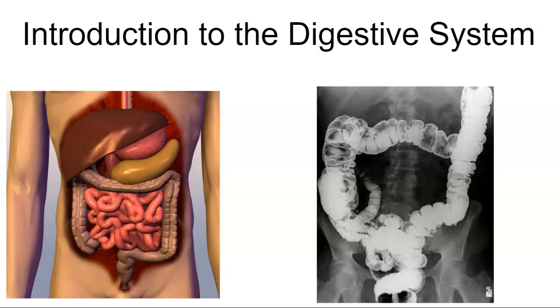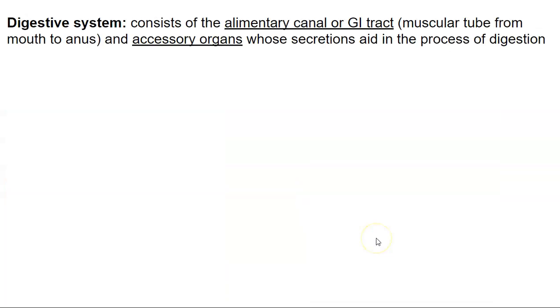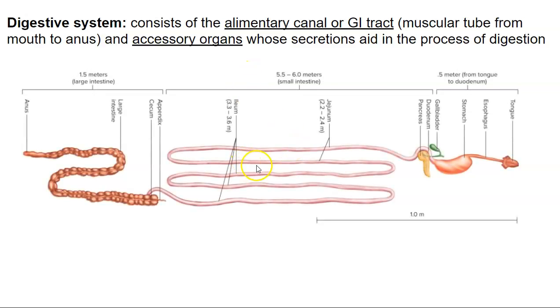This will be the first of 2 videos that discuss the digestive system. You know what organ you're looking at here? This is the large intestine. The digestive system consists of the alimentary canal, or GI tract, and accessory organs. The GI tract is nothing more than a muscular tube, extends from the mouth to the anus, and the accessory organs are those that provide secretions along the way, like the pancreas, for example.